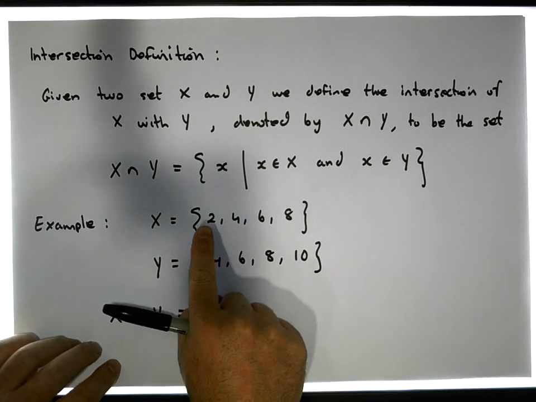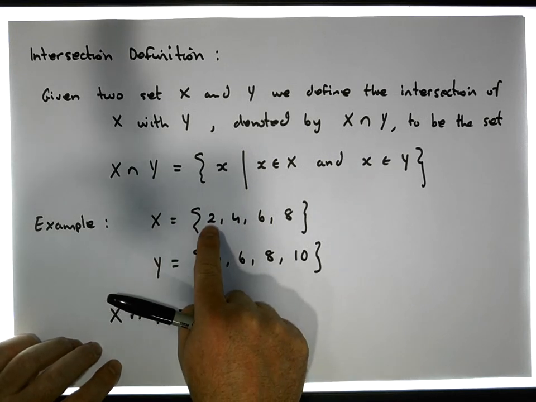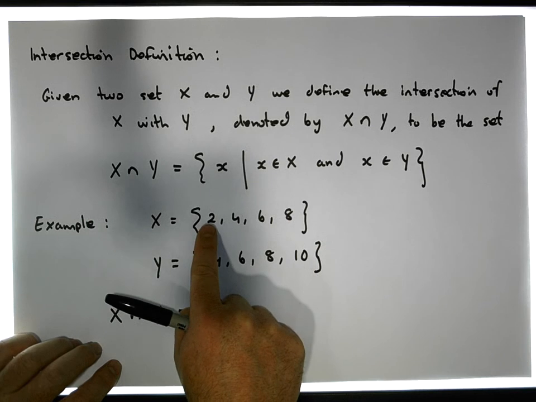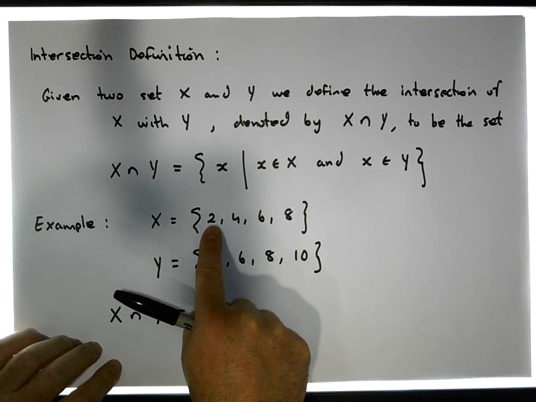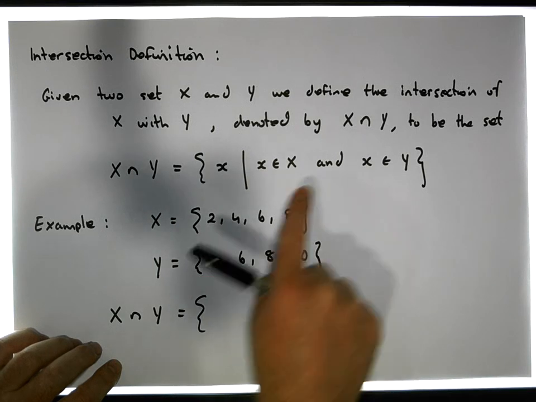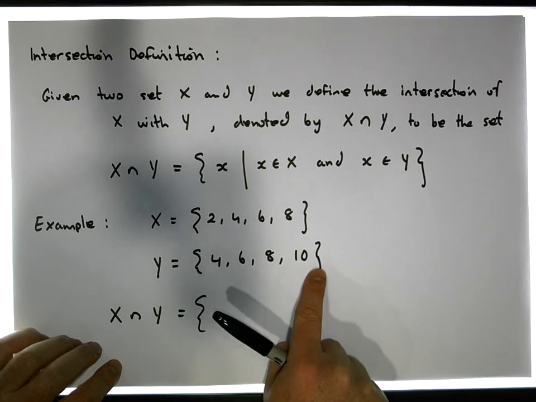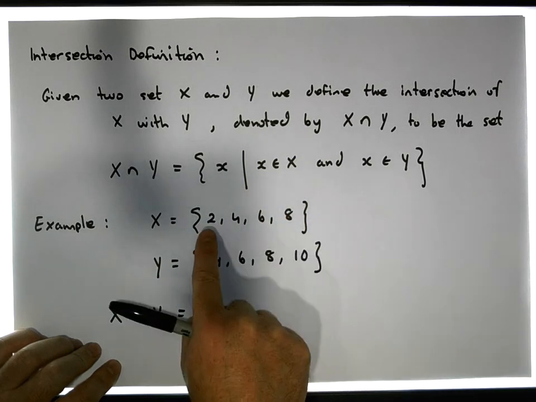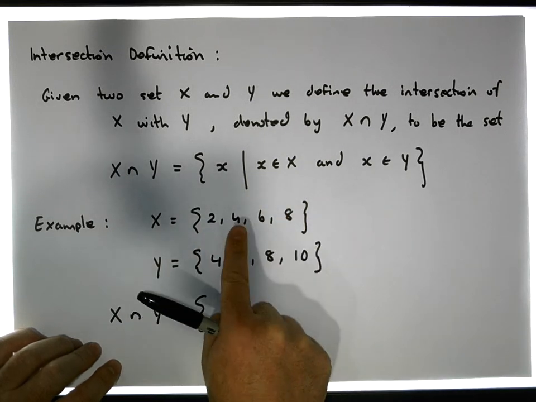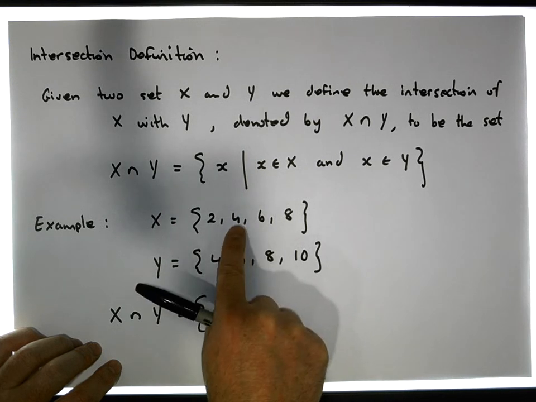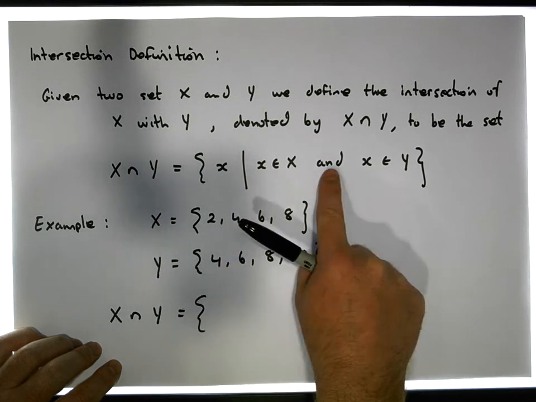So let's take the elements of X first of all and see whether they meet both conditions. What about 2? Well, 2 is certainly in X because it's listed here. But is 2 also listed in Y? No, it's not. You can clearly see 2 is not listed in Y. To be a member of the intersection, you need to be in both sets. So 2 cannot be in the intersection. What about 4? Well, 4 is certainly a member of X because it's listed here. Is 4 also a member of Y?